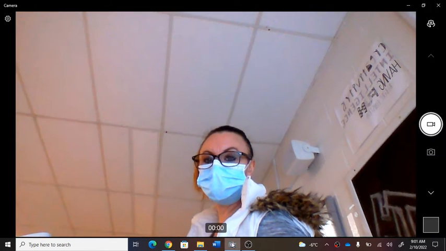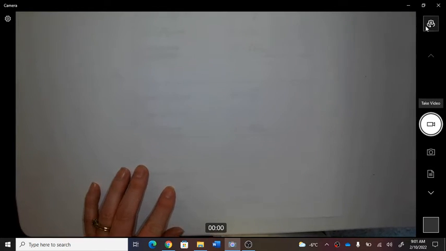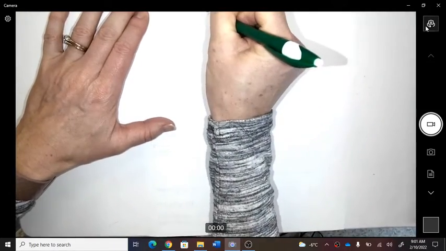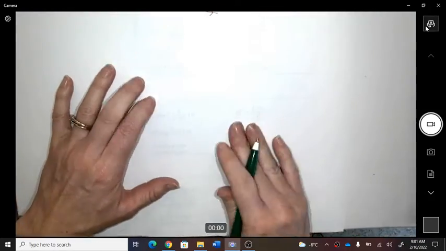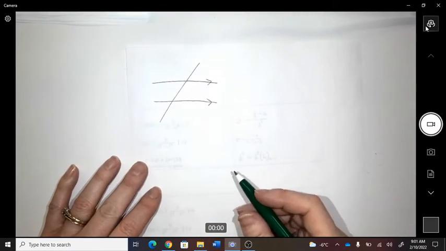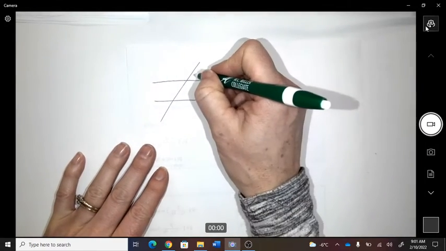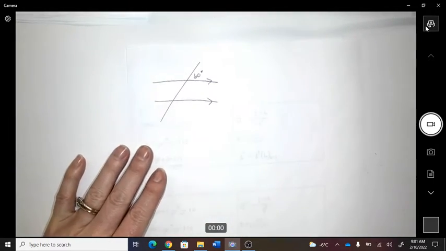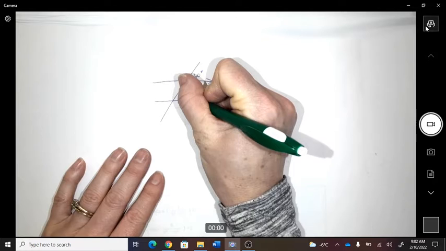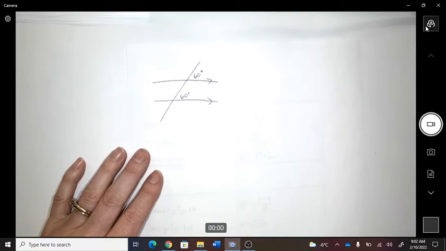We're going to recap our definitions with parallel lines. You don't need to write this down, just watch. So this is what we did. We had two lines. If I tell you that they are parallel, and I cut through them, what do I know? Let's pretend that this was 60 degrees. If that is 60, I also can tell you that this has to be 60.